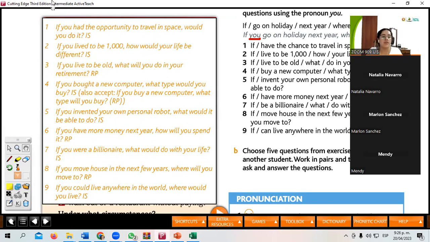For example, if you lived to be 1,000 years old, how would your life be different? Okay, so your classmate answers. My life would be different because this and this and this, okay? 5 each student. Cada uno pregunta 5, okay? No writing, just speaking.